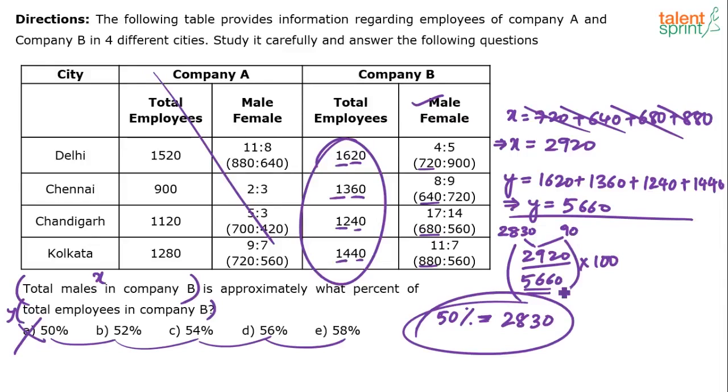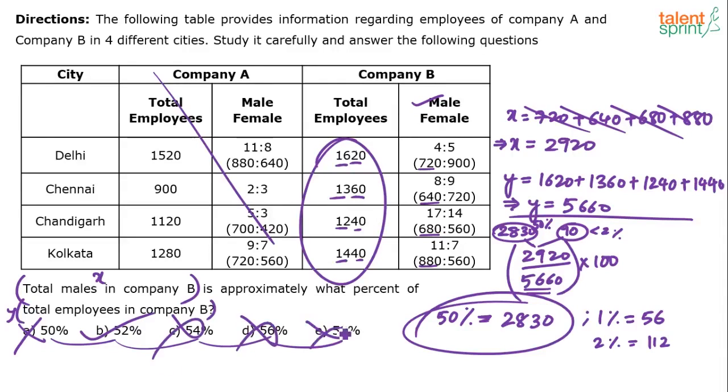Now 1% for this one: 100% is 5660, so 1% is 56. If 1% is 56, 2% will be 112. This is less than 112, so less than 2%. You're getting it? So this part is 50%, and this part is less than 2%. So 50% plus less than 2% is less than 52%. Somewhere around 52%. Option B is the answer. I'm sure that 54, 56 and 58 are wrong.